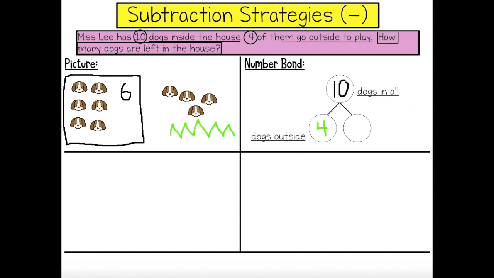Today, I'm going to take away 4 from 10. So, can you guys put 10 fingers up? 1, 2, 3, 4, 5, 6, 7, 8, 9, 10. And take away or put down 4 fingers. 1, 2, 3, 4. How many fingers do you have left? Let's count and find out. 1, 2, 3, 4, 5, 6. So we know that there are 6 dogs left in the house.